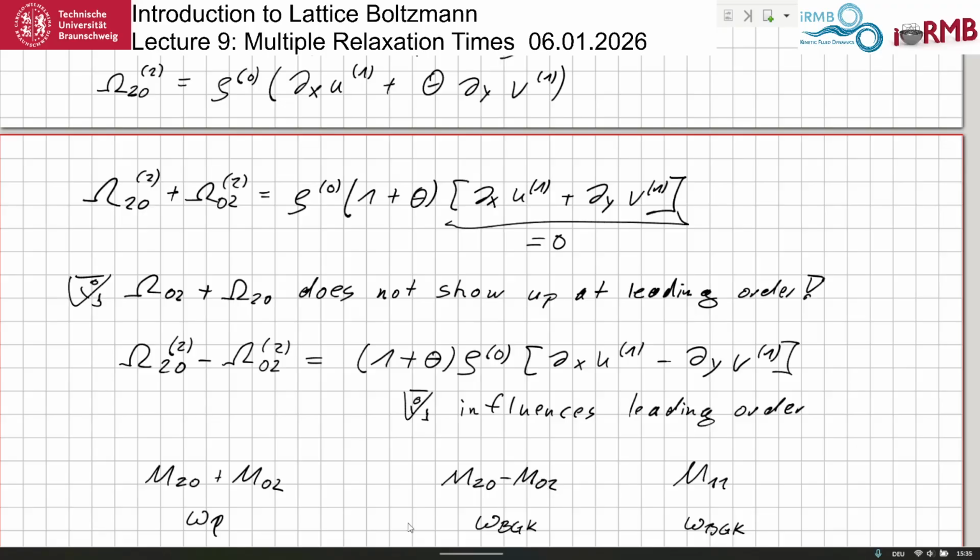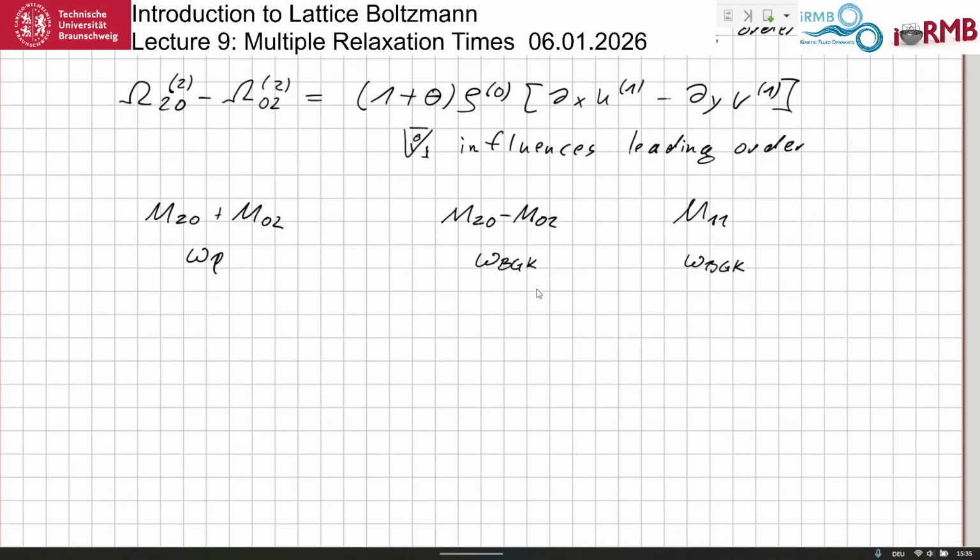And 2 of them would have the relaxation rate of the BGK and 1 can have a different one. So, are there more? Let's look at the grouping of moments. And here we go by the simple example of D2Q9. Get a little bit more involved later. Okay.